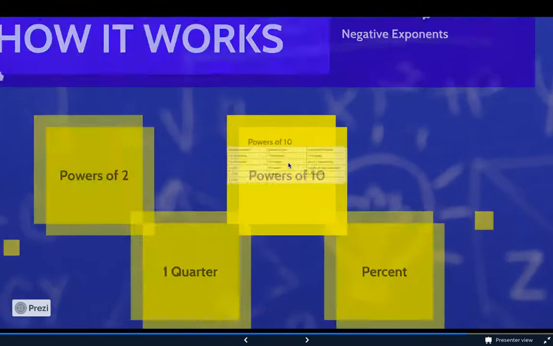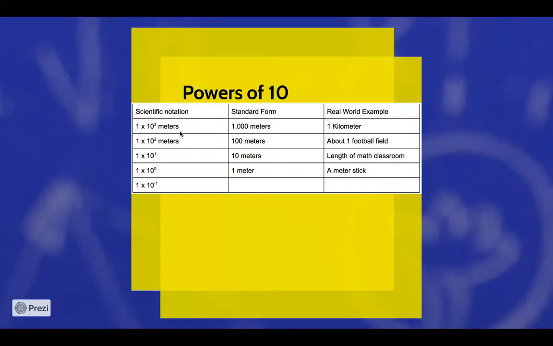All right, powers of 10. We've talked a lot about this. You might remember from one of our Wednesday classes where we looked at the different photos. 1 times 10 to the third meters is 1,000 meters or 1 kilometer, roughly 0.6 of a mile. 1 times 10 squared is 100 meters, about 1 football field. 1 times 10 to the 1 is 10 meters, the length of your math classroom.